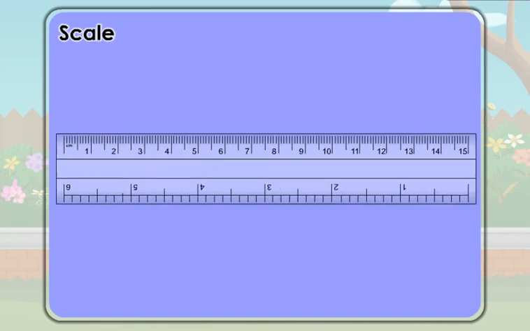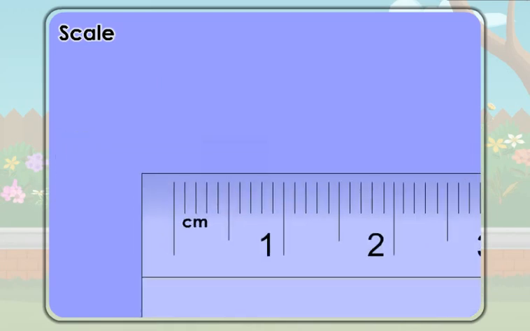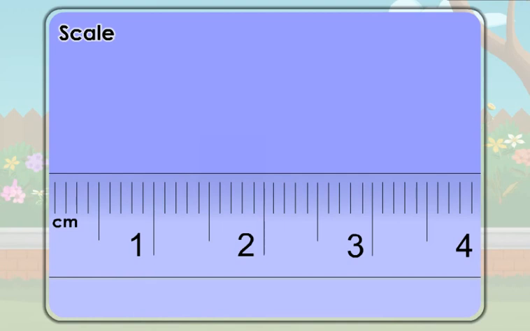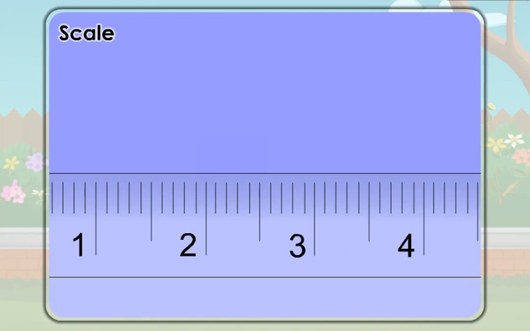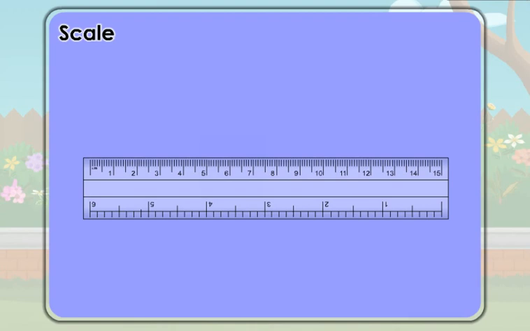A scale has different numbers marked on it. This is its zero mark. The space from the zero mark to the number 1 is 1 centimeter. The space from the number 2 to the number 3 is also 1 centimeter. In total, there are 15 centimeters on this scale.